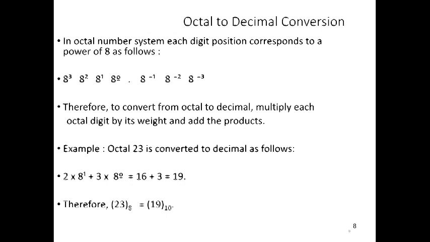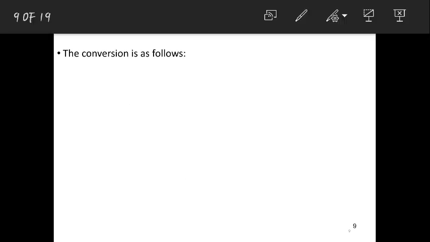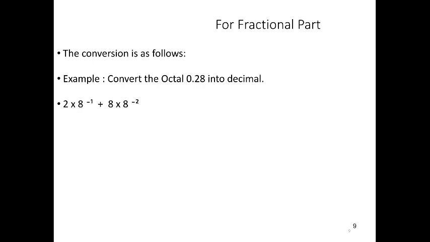See, we have written 23 octal number is equal to decimal number 19. Now for the fractional part, you already know what to do. After the point you have 8 to the power of minus 1, minus 2, right? So you need to multiply with that.